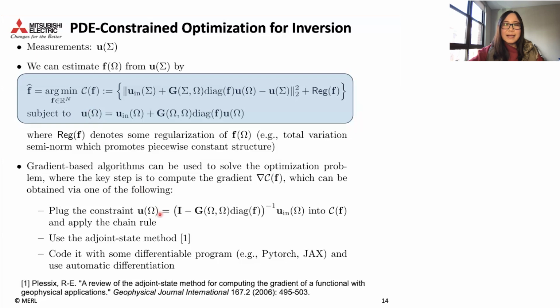But for the model-based method, we can either just plug in the representation for U total from this equation back into my definition for the cost function C, and then use the chain rule to do the differentiation, or we can use the adjoint state method, which is more commonly used for PDE-constrained optimization. We are not going to go into details for this, but if you are interested, there is a reference that you can refer to later on.